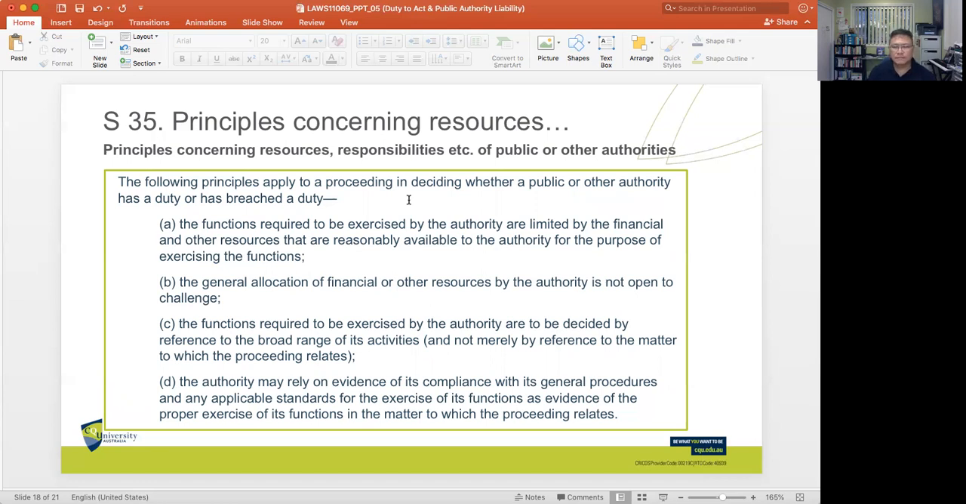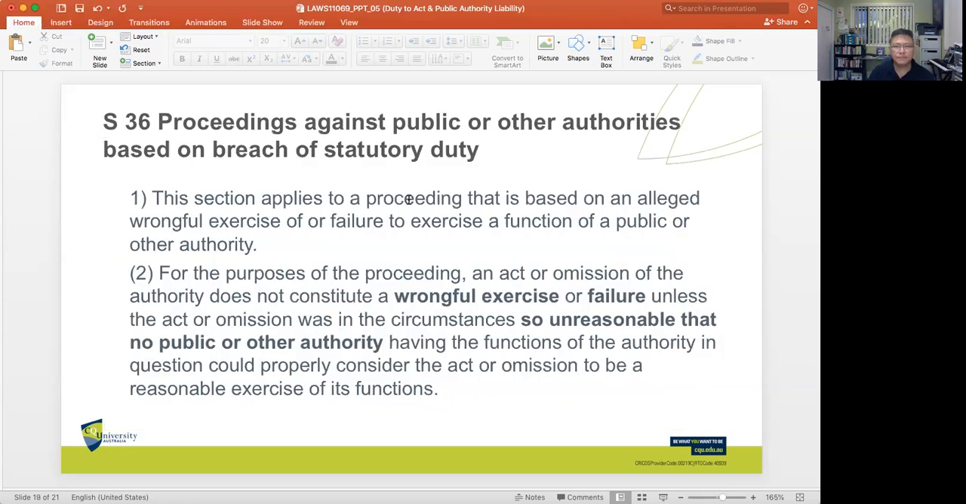So, in other words, when we seek to determine whether or not a public authority may have breached its duties, the court is required to pay attention to Section 35 in relation to the principles concerning the use of resources by public authorities in order to determine whether or not there was a breach of duty of care.